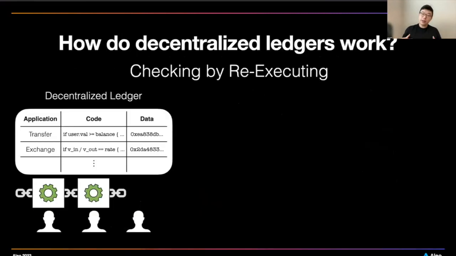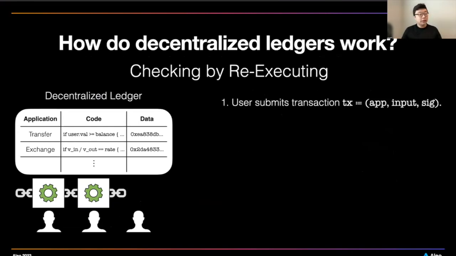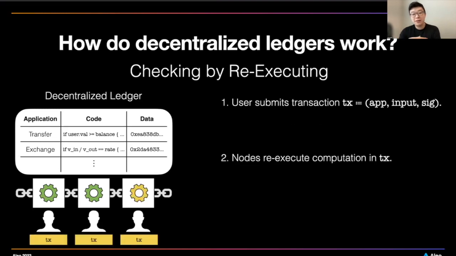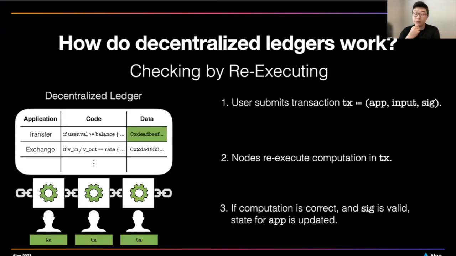On a high level, the way that a ledger works is through what we call checking by re-executing. In very plain English terms, a user submits a transaction which contains three things. There's the application itself, some input for that application, and a signature. Effectively, the user says, I want to run this program with these inputs. And the nodes on the network say, all right, let's go ahead and do that. As part of that, they all re-execute the same piece of computation given a transaction. And assuming that the execution was correct and the signature was valid, meaning it was authorized, then the state for that application is updated. And this is fundamentally how every L1 works under the hood.